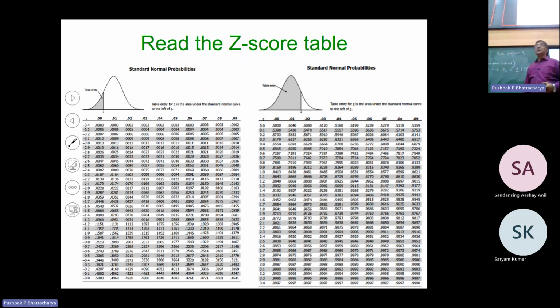Let's see the Z-score table. So how do we read the Z-score table? Okay, Z of alpha is obtained from going to an appropriate row and column. So Z of 3.9, how do I find out? Is there any value 3.9 in the Z-score table? It finishes at 3.4.